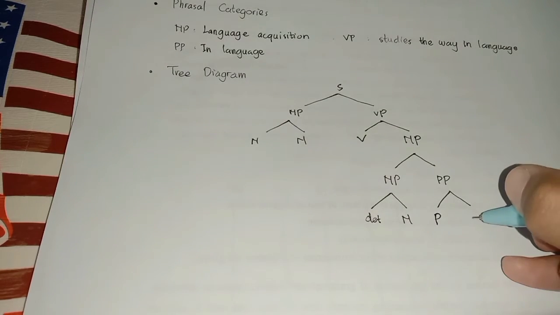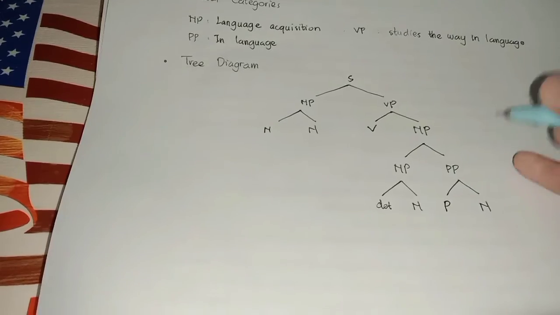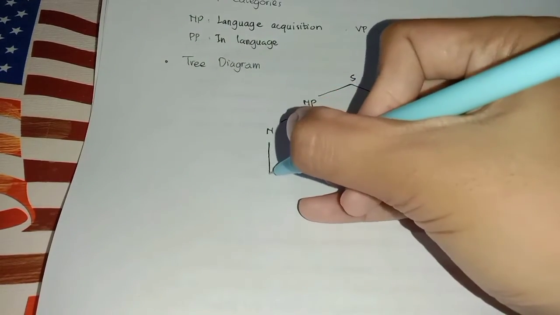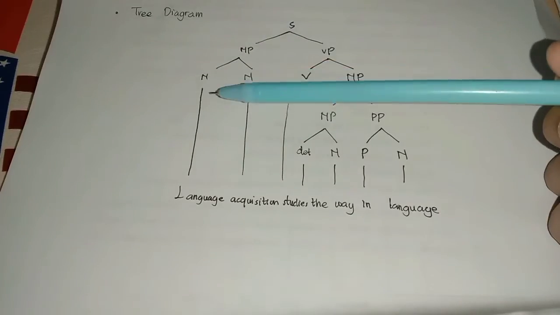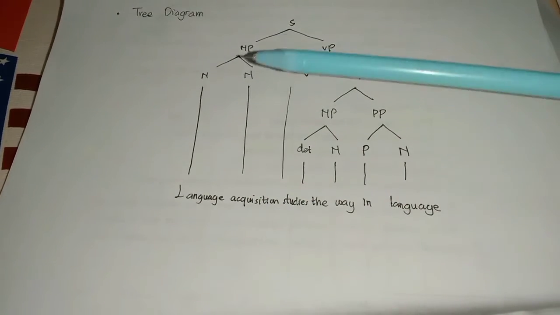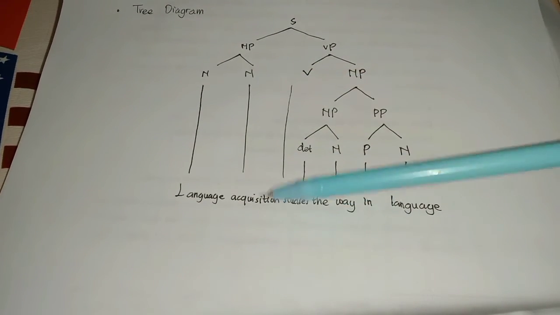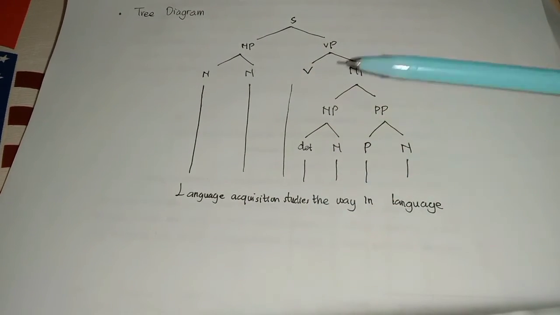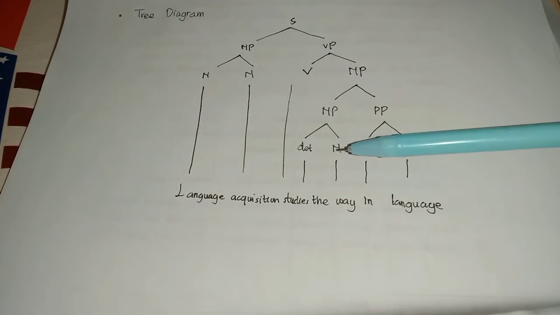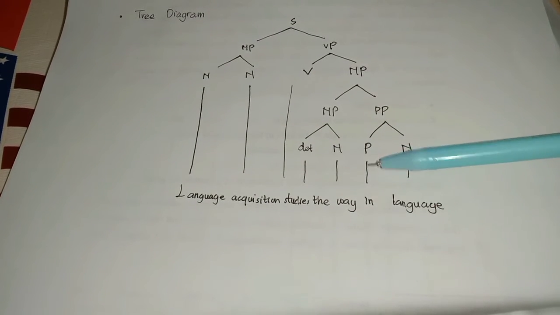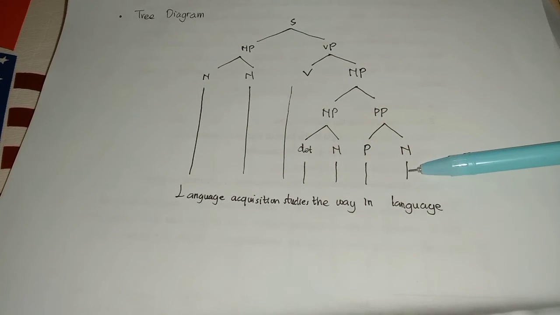preposition and noun. After that, we draw the line of these three diagrams. So that the noun is language, the second noun is acquisition, and the verb is studies. Determiner is the, noun is way, preposition is in, and the noun is language.